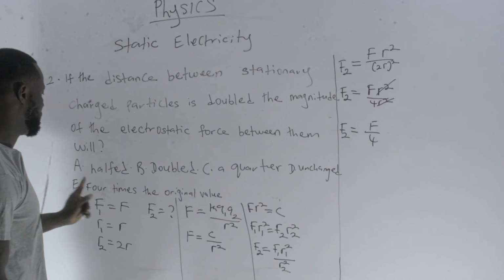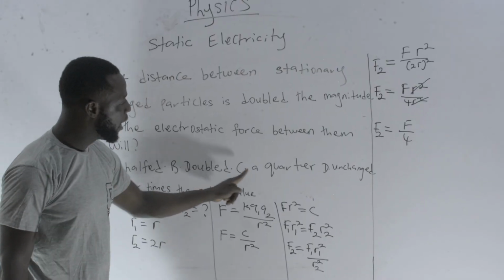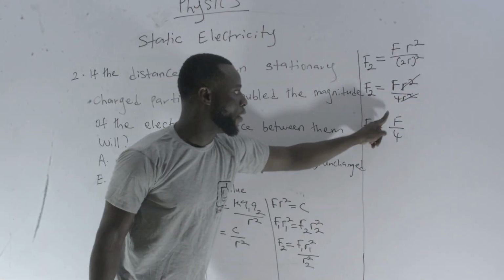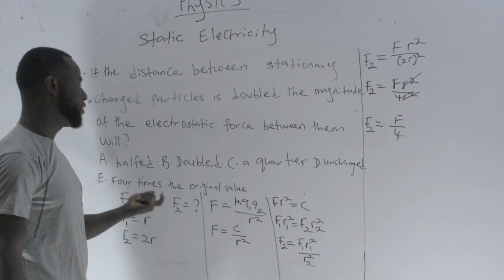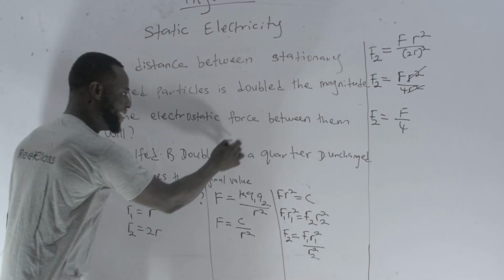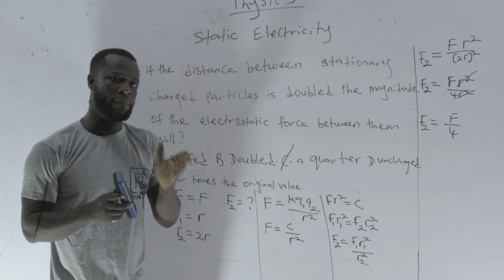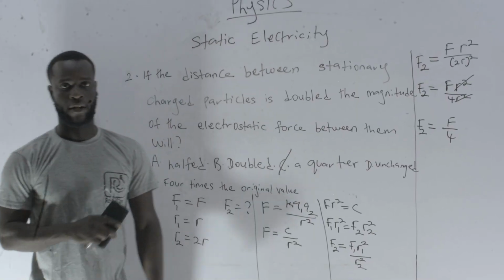Now let's check our options. Half? No, that is not half. Double? No, that is not double. A quarter? Yes, it is a quarter. 1 over 4, a quarter of the initial force. D, unchanged. It's E, 4 times the original value. So the appropriate answer from what we got is C. Now, the next thing we want to look at is to dive deeper into some other concepts in electrostatics in our next class.